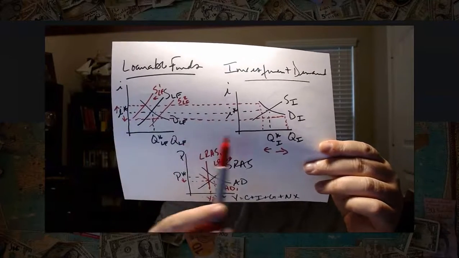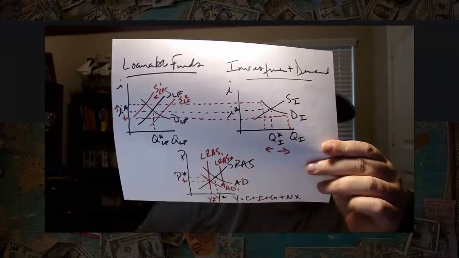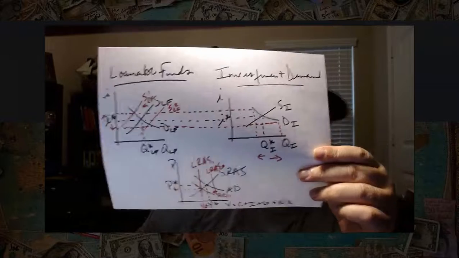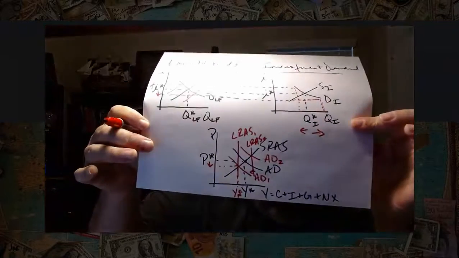Interest rates go down. Quantity of investment spending demanded increased. Higher I, higher Y. Aggregate demand curve shifts rightward, closing up that recessionary gap. Boom.